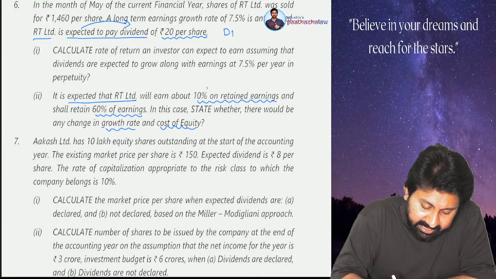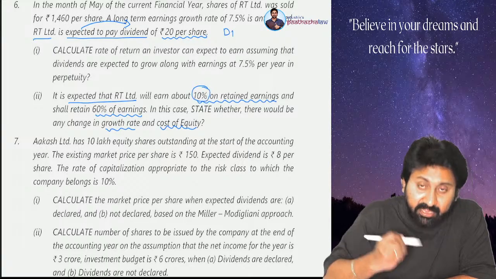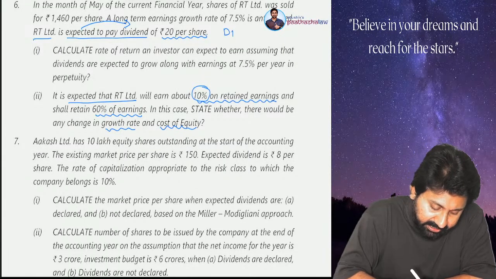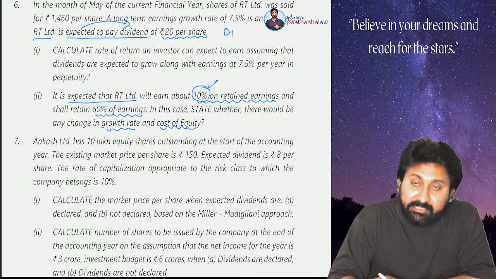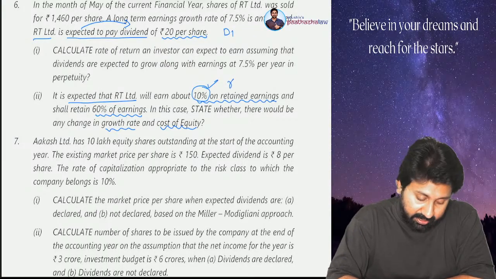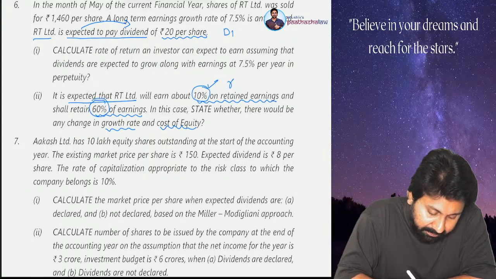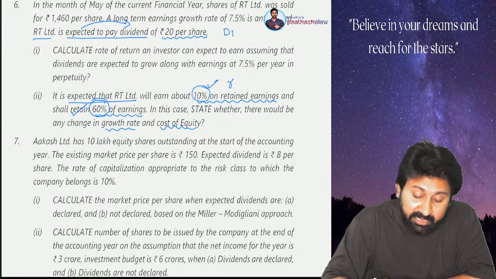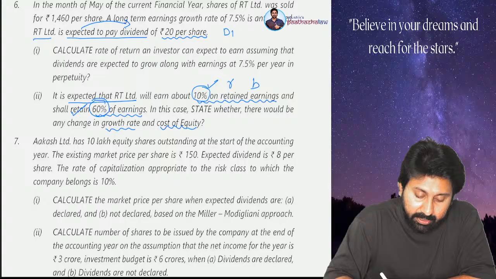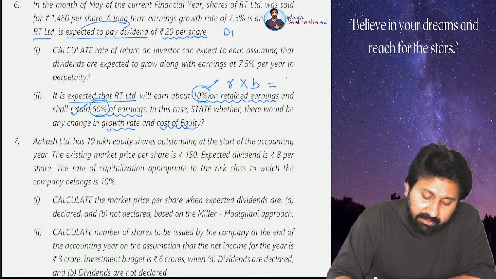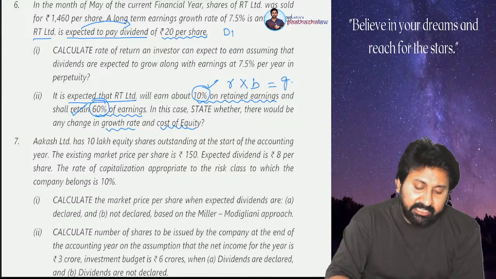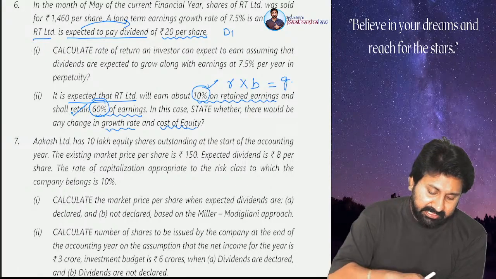How much is the return earned on the retained earnings here? 10% on retained earnings. It is expected that RT Limited will earn 10% on retained earnings, means R. Okay. And 60% will be retained. Percentage of retention 60 means B. B into R they have given. So B into R will be called as what? Growth. Growth will change or will not change? Will change obviously when these numbers change.